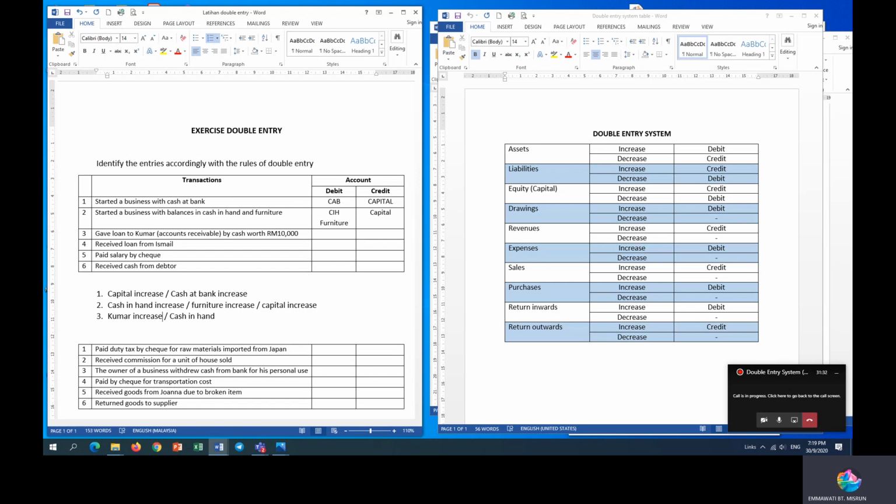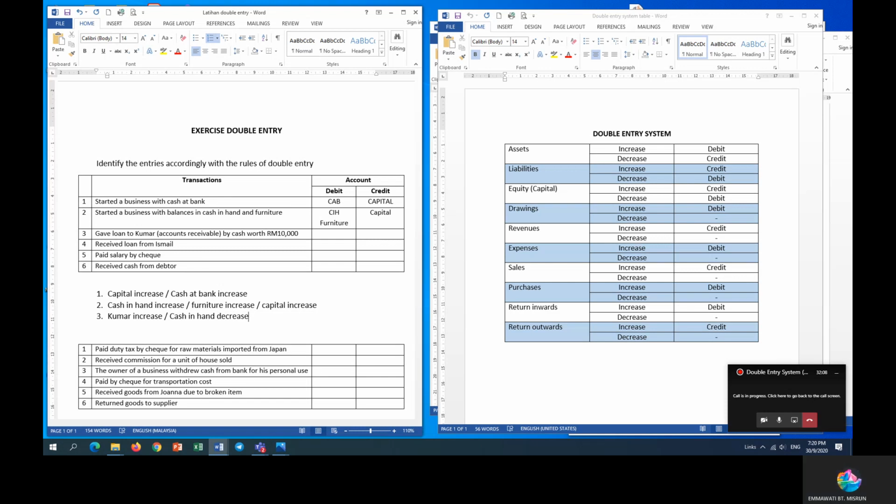Sebelum ni Kumar tidak berhutang dengan kita. Sekarang bila dia berhutang dengan kita, maka akaun Kumar bertambah. Siapakah Kumar? Kumar adalah penghutang, orang yang berhutang dengan kita. Okay? Sebelum ni tak berhutang, sekarang berhutang. So Kumar bertambah. Cash in hand adalah bentuk pinjaman yang kita berikan kepada Kumar. Cash in hand adalah aset kita. So bila kita memberikan pinjaman kepada Kumar dalam bentuk tunai, maka tunai di tangan kita berkurangan. So cash in hand decrease.